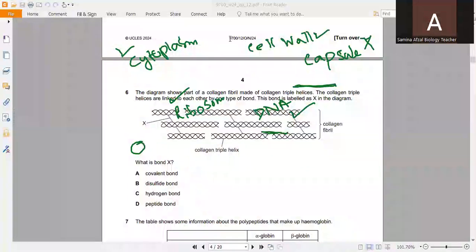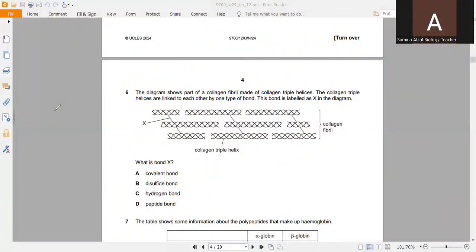Now we are moving towards the next question, and the next question is 6. The diagram shows part of the collagen fibril made of collagen triple helix. The collagen triple helices are linked to each other by one type of bond. This bond is labeled as X in the diagram. So you can see these 3 collagen helices. They are called a triple helix because they are 1, 2, 3.